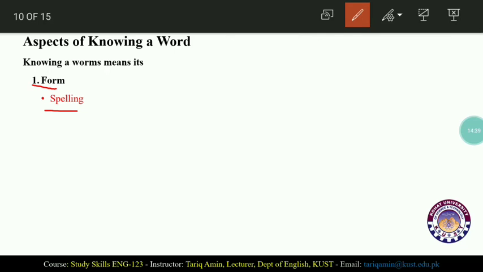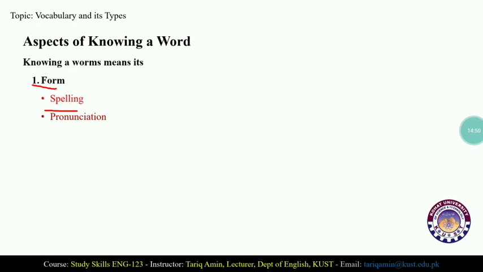When you say that I know the word, you should know the form of the word. When you say that I know the form of the word, it means that you know its spelling, and its spelling is B-O-Y. And you know its pronunciation. When you say that I know this word, you should know its pronunciation as well. You should know its spelling and you should know its pronunciation.